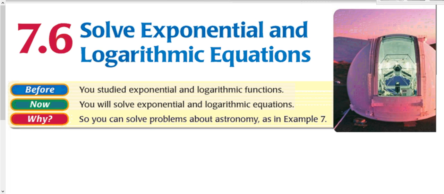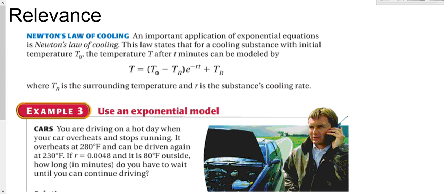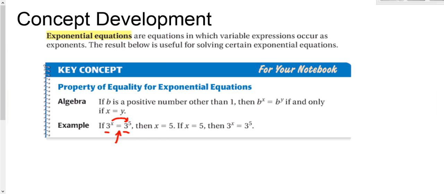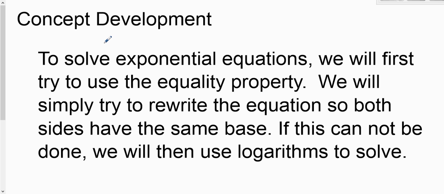Again, this is 7.6 in your book if you want to keep reading and look at the examples. We've already talked about the relevance, concept development, change of base, equality property. To solve exponential equations, we will first try to use the equality property. That was the first video. Today we're going to look at the second part. What if we can't do that? I can't rewrite my bases the same. It says, if this cannot be done, we will then use logarithms to solve. So we're going to use our logarithms now. Let's jump right into our examples.